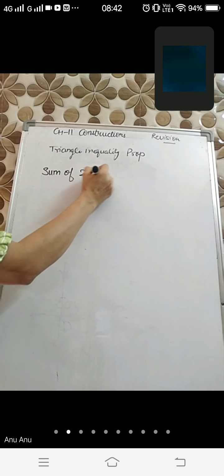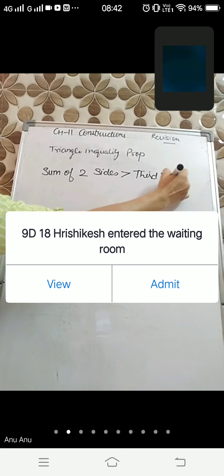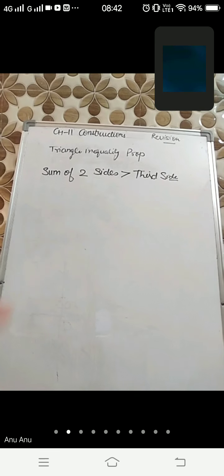What do you mean by triangle inequality property? When the sum of two sides is greater than the third side. Do you remember this, beta? So a triangle is possible only when the sum of two sides is greater than the third side. Then only the triangle is possible.